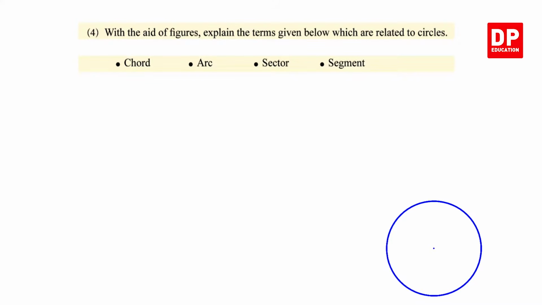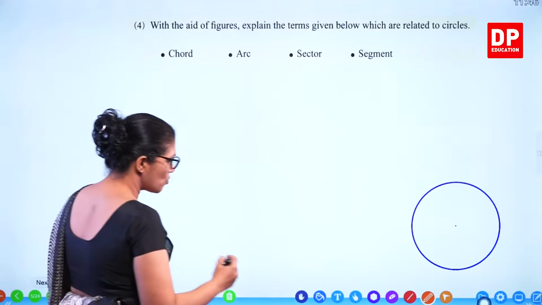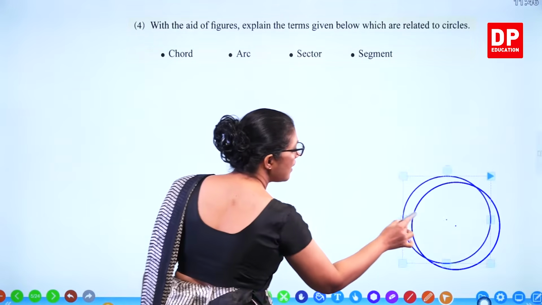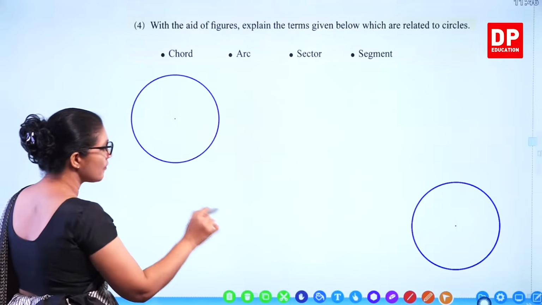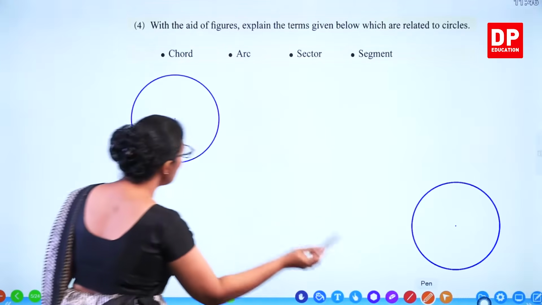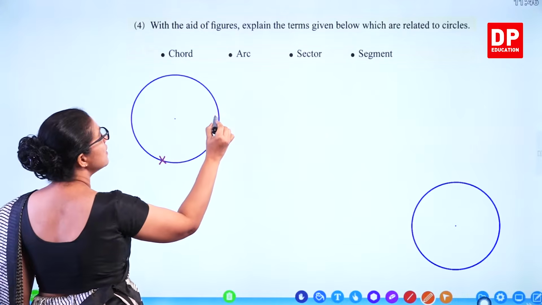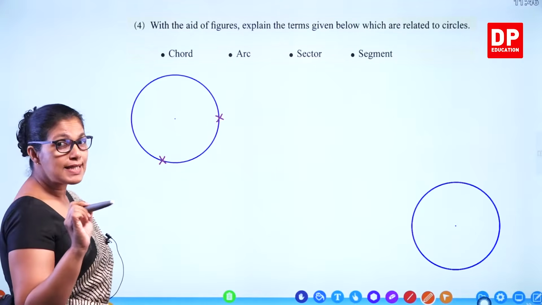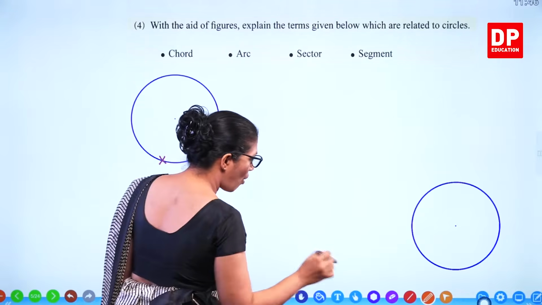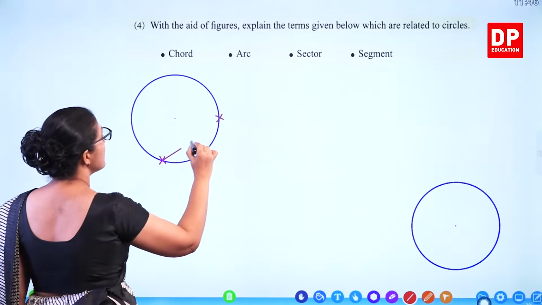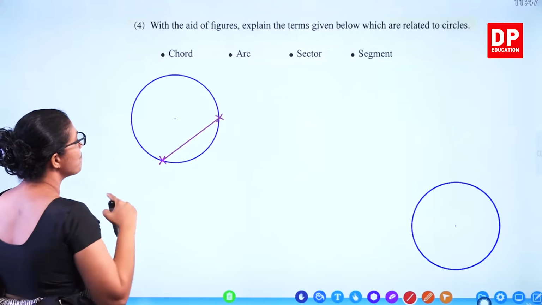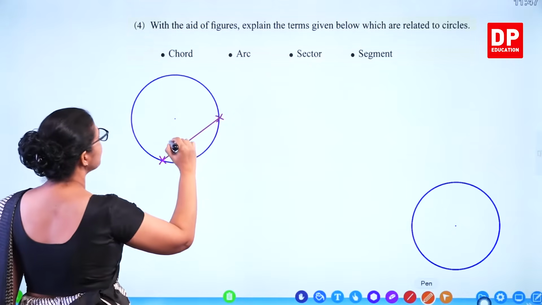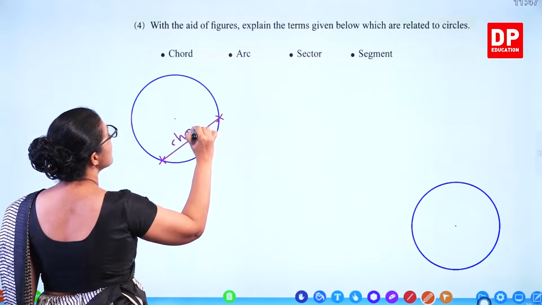With the aid of figures, explain the terms given below which are related to circles. Chord. So we'll take a circle and I'll explain what is a chord. When you connect any 2 points on the circle without passing through the center, we call that a chord. So I can show this is a chord. I'll write it here. This is a chord.